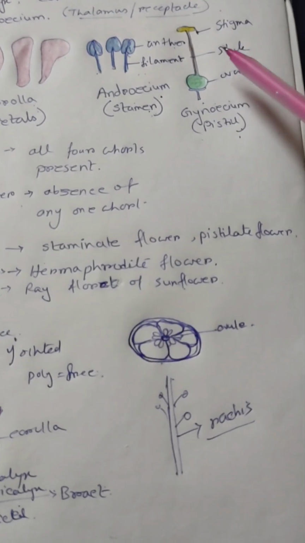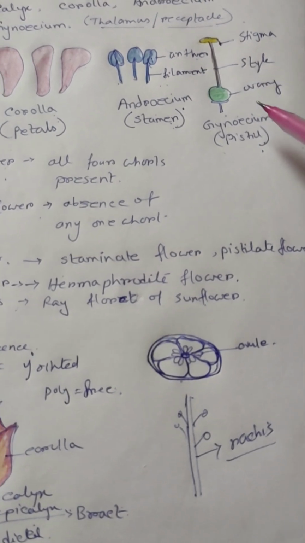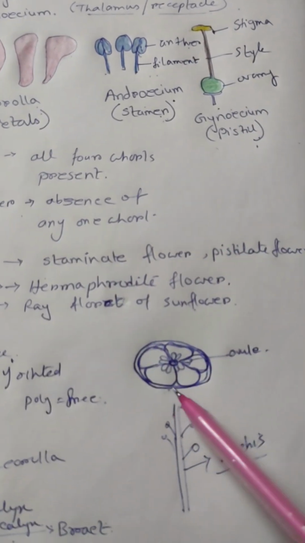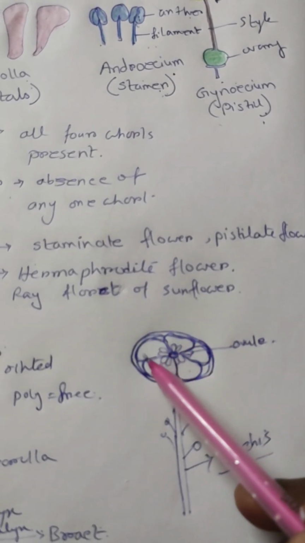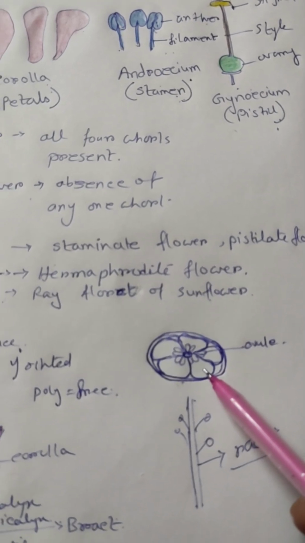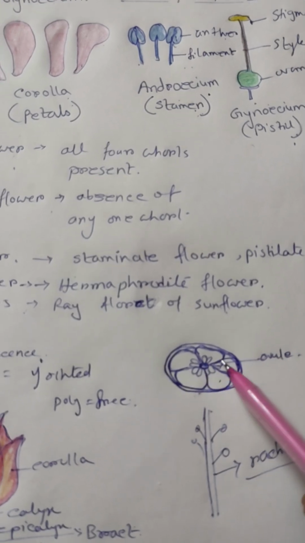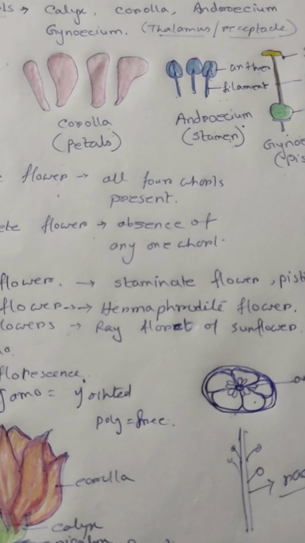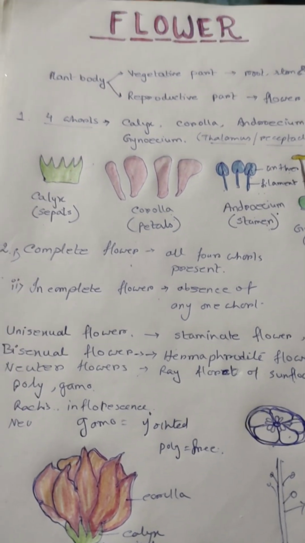Here in the gynoecium there are three parts: stigma, style, and ovary. If we cross section the ovary, it looks like this. These are the chambers inside the ovary. These are called locules, and inside the locule there are ovules, which at maturity form seeds. So these are all about the different parts of a flower.